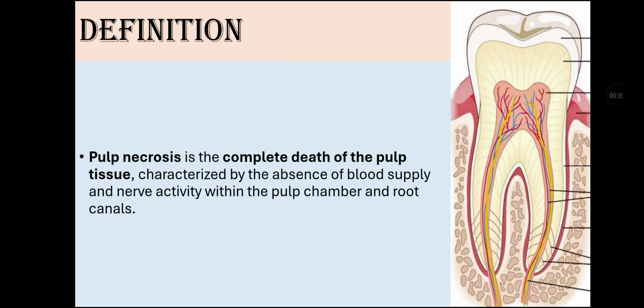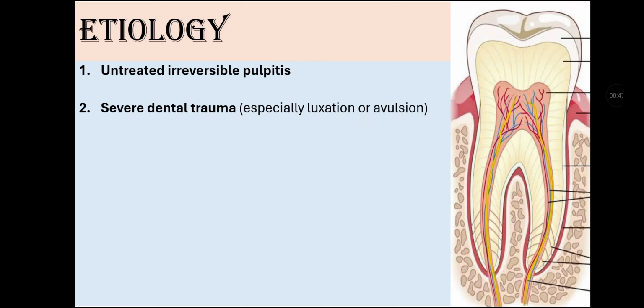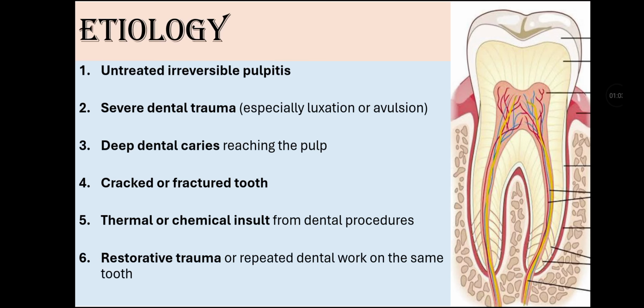Pulp necrosis is the complete death of pulp tissue characterized by the absence of blood supply and nerve activity within the pulp chamber and root canal. Talking about etiology of pulp necrosis, it may be caused by untreated irreversible pulpitis. Severe dental trauma, especially luxation or avulsion, can also cause pulp necrosis. Deep dental caries reaching the pulp can cause pulp necrosis. Cracked or fractured tooth, thermal or chemical insult from dental procedure can also lead to pulp necrosis, and restorative trauma or repeated dental work on the same tooth can also cause pulp necrosis. Bacterial invasion is also the cause of pulp necrosis.